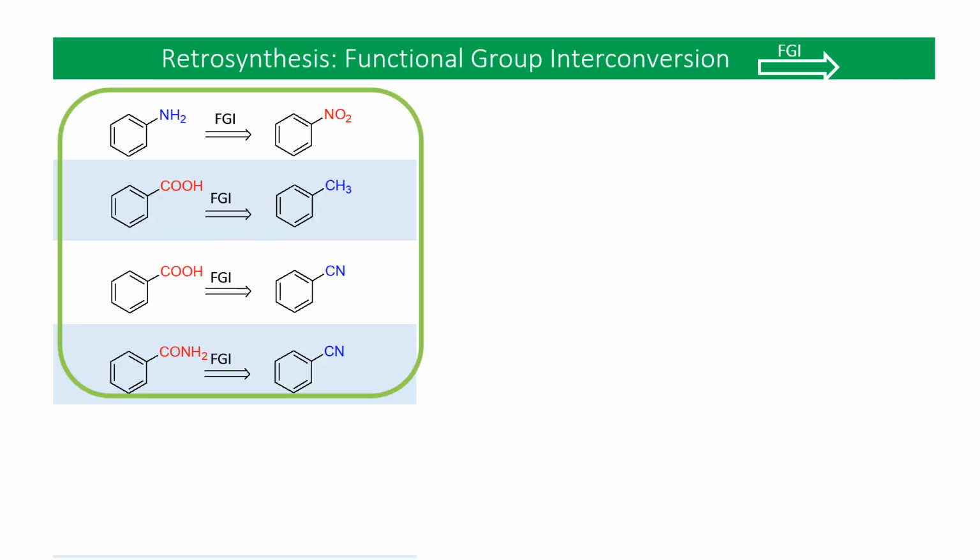Functional group interconversion, we usually represent this with a retrosynthetic arrow with FGI above it. Now note, you're quite familiar with some of these because these are based on some of the aromatic chemistry that you've done in the past. Say for example, you can reduce a nitro group to an amine, for example using tin and HCl.